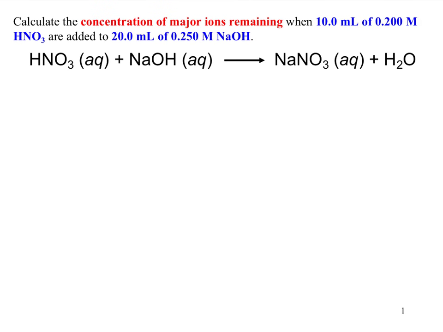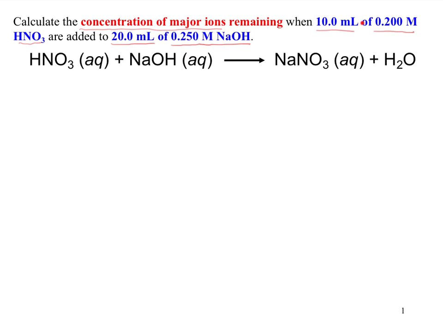In this problem, we need to calculate the concentration of the major ions remaining when 10.0 milliliter of 0.200 molar nitric acid, a strong acid, is added to 20.0 milliliter of 0.250 molar sodium hydroxide, which is a strong base. And I want you to have a clear picture of what's going on in here.